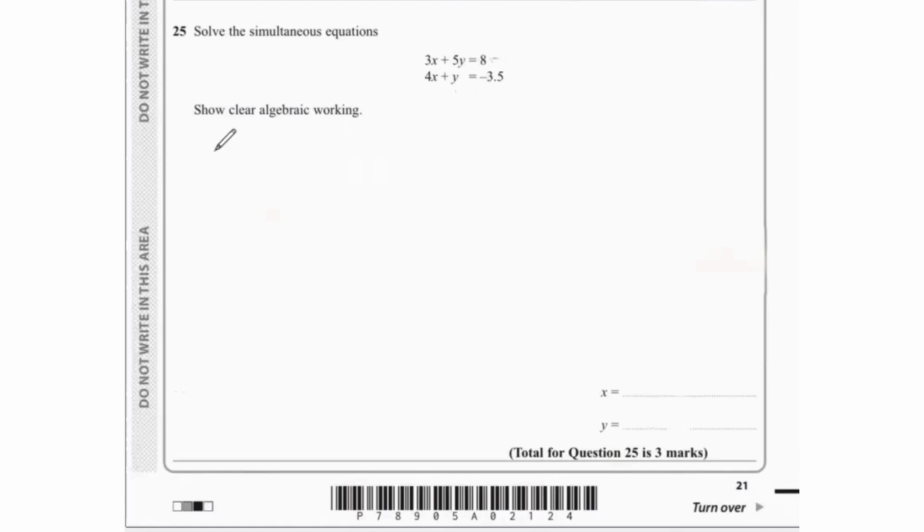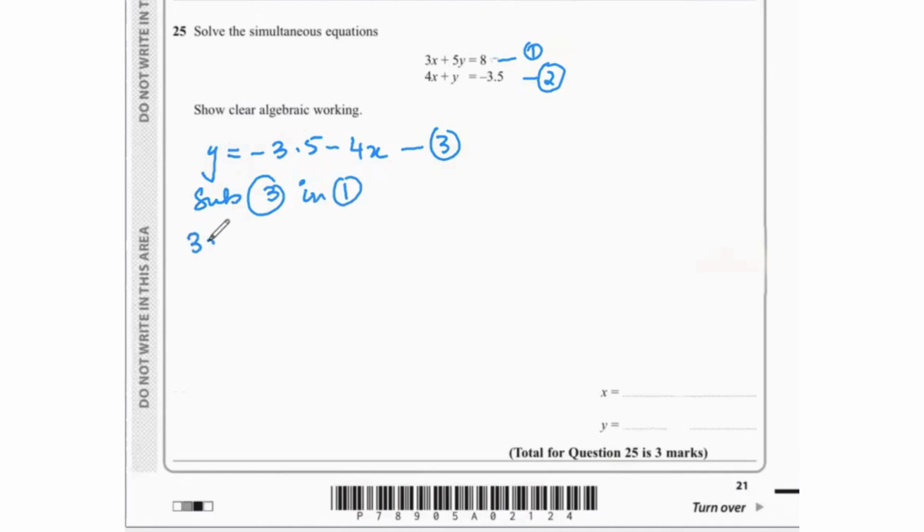I'm going to make y the subject in the second equation and use the substitution method to solve this. If you want to use elimination, that's also fine. There's no restriction on that. So I'm going to substitute this in the third equation. This is the first one, this is the second. Substitute the third one in the first one. So that's 3x plus 5 times negative 3.5 minus 4x equals 8. 3x minus 5 times 3.5, that's 17.5, minus 20x equals 8.